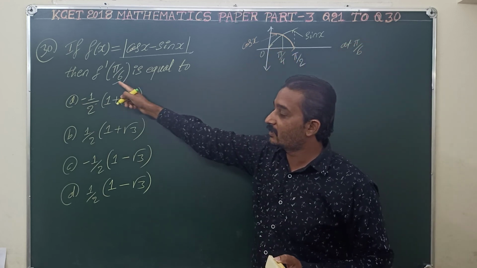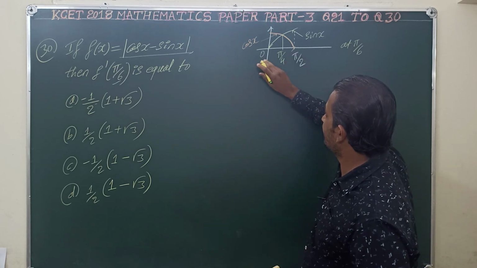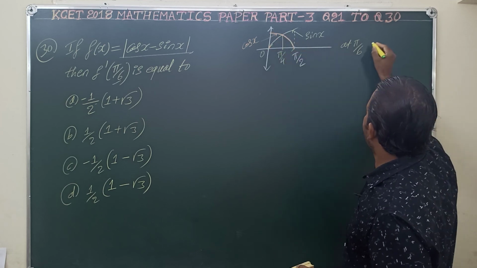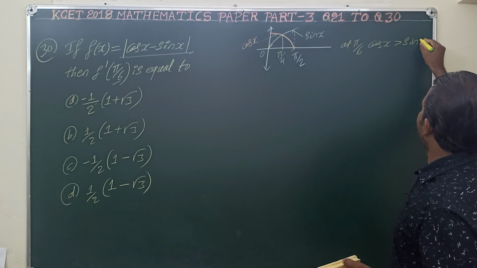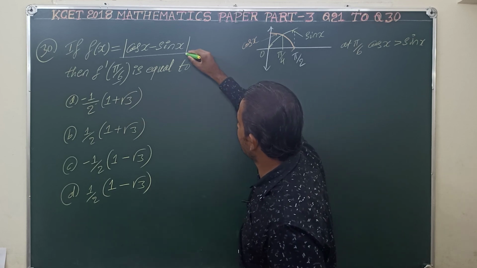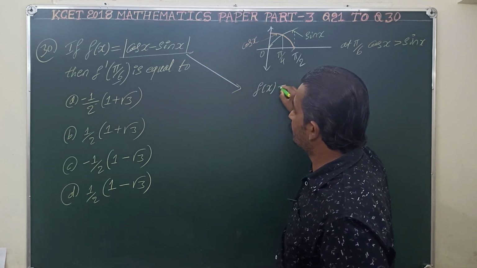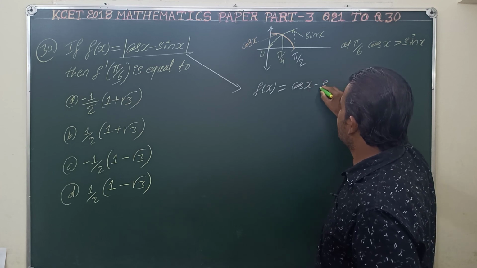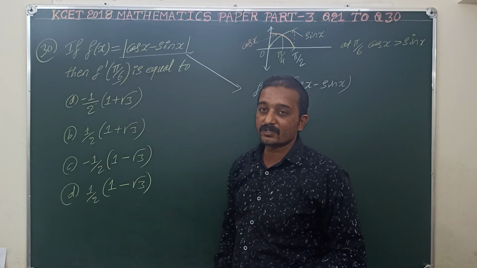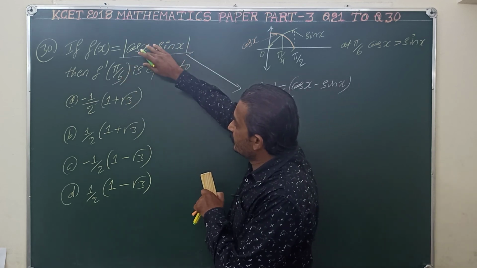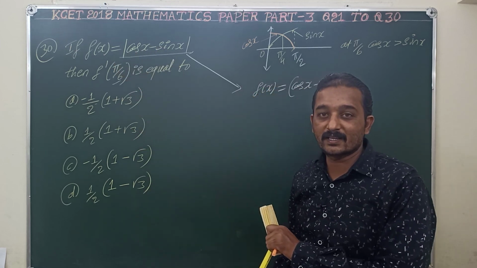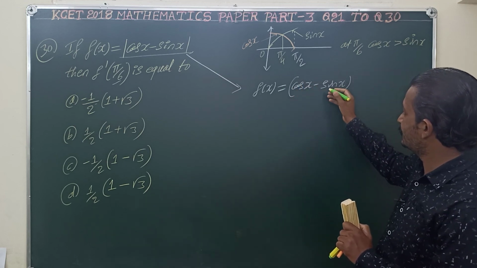At pi by 6, pi by 6 means what? 30 degree, less than 45 degree and greater than 0 degree. At 30 degree, cos x is greater than sin x. Using this condition we have to find the value of f of x. Here f of x is equal to cos x minus sin x, because this value is positive. For a positive value, the modulus again gives a positive value. If it is negative, that means sin x is greater than cos x, this can be written as minus of (cos x minus sin x). Here positive, it can be written as plus of (cos x minus sin x) as it is.